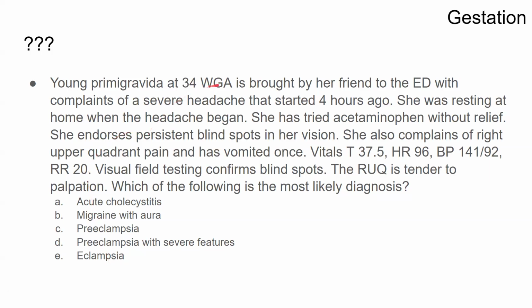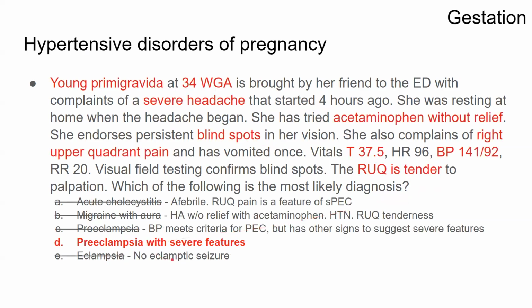Young, prima gravida, 34 weeks gestation, severe headache, no relief with acetaminophen. She has blind spots, right upper quadrant pain, right upper quadrant tenderness. All right, this is preeclampsia with severe features.